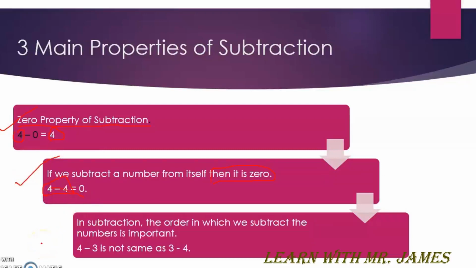Third and the last property of subtraction is based on the order in which we subtract the numbers. It is very important in subtractions. You know that in addition, if we change the order of the numbers, the sum will be the same. But in subtraction, it is a different case. For example, if you subtract 3 from 4, we get 1, whereas we can't subtract 4 from 3. So the order of the numbers is very important when it comes to subtraction. So these are the properties.